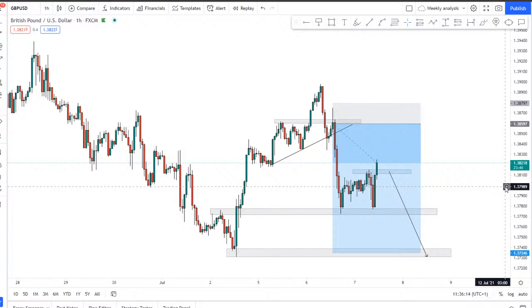And maybe the 4H as well, because that would give me a nice idea where the momentum is from the 4H point of view. So yeah, only looking at NZJPY really, so you can get some nice opportunities with that one, and currently in GU shorts.